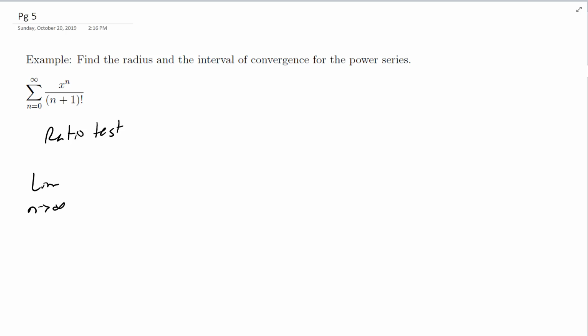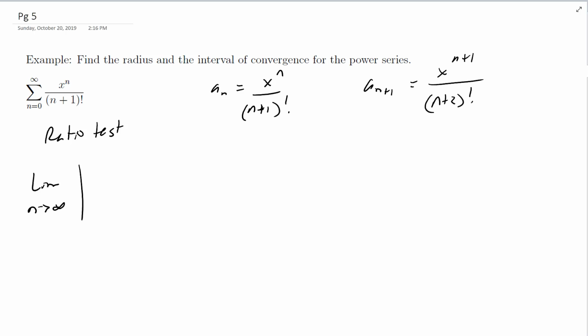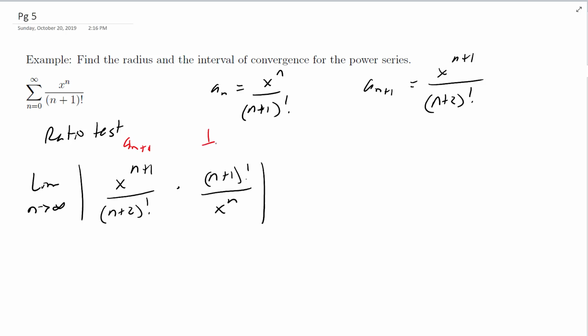The limit as n goes to infinity. Now we know a sub n is x to the n over n plus 1 factorial. A sub n plus 1 is x to the n plus 1. Replace the n with n plus 1. This becomes n plus 2 factorial. So I get x to the n plus 1 over n plus 2 factorial times the reciprocal of a sub n, so it's n plus 1 factorial over x to the n. So this is my a sub n plus 1 times 1 over a sub n.